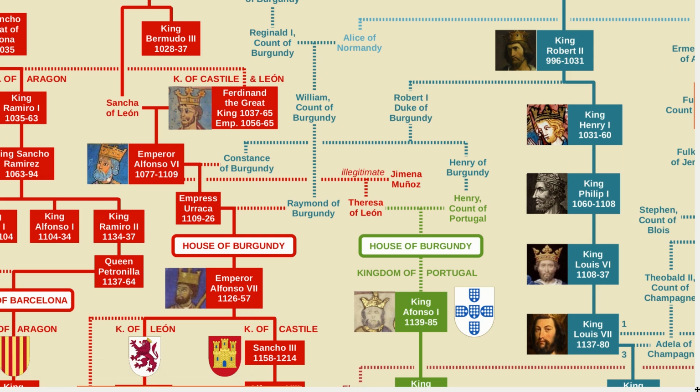emperor. So to recap, the Spanish House of Burgundy has its roots in the County of Burgundy, and therefore the Italian nobility, whereas the Portuguese House of Burgundy has its roots in the Duchy of Burgundy and the French nobility. So let's look at Portugal.